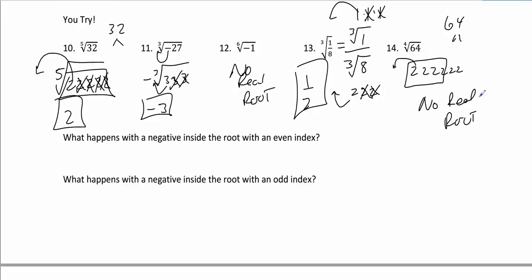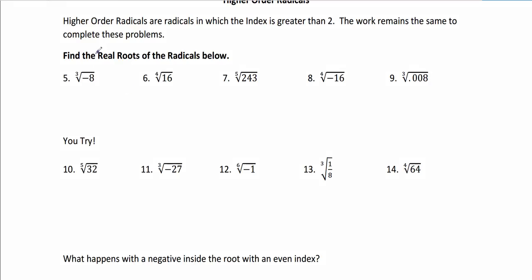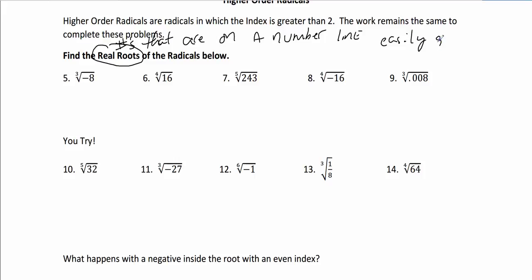So what do I mean by that? I didn't necessarily go over this before where it talked about real roots, but real roots are numbers that are on a number line. So easily graphable. I don't even know if graphable is a word. Again, that's another word you can look up if you want to know if it's right or not.